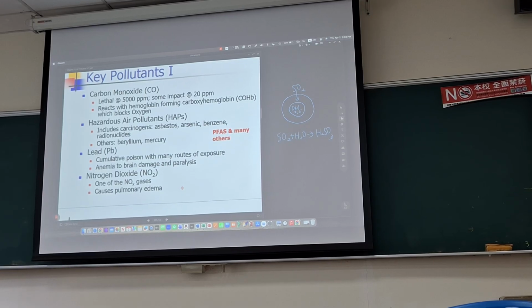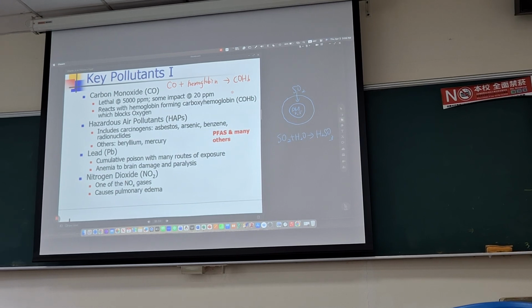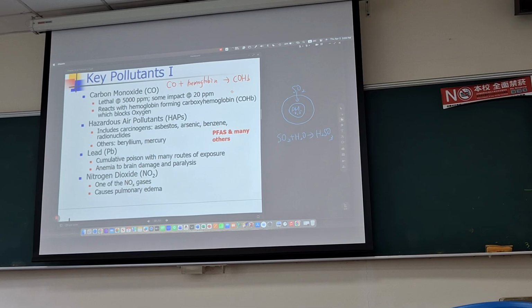Okay, let's start with carbon monoxide. The problem with carbon monoxide is that it binds to hemoglobin and becomes COHb. We know hemoglobin is a good transporter for oxygen. And animals, especially humans, need oxygen for ourselves. Without oxygen, we will die.